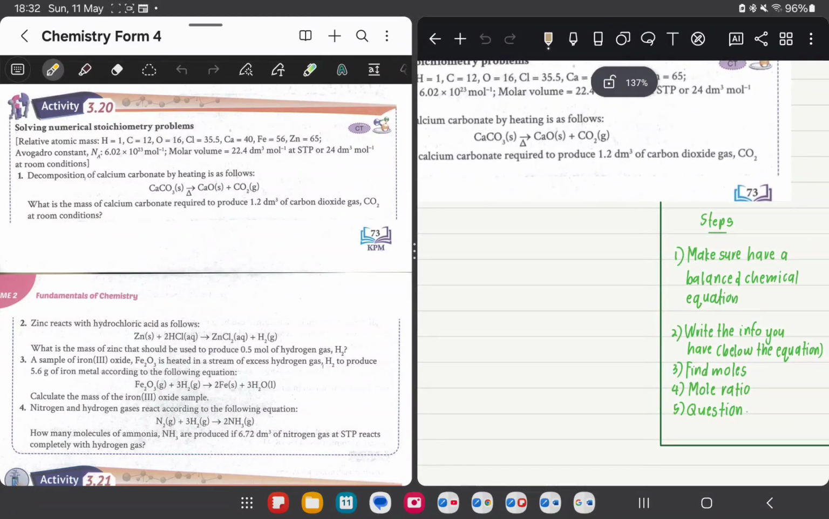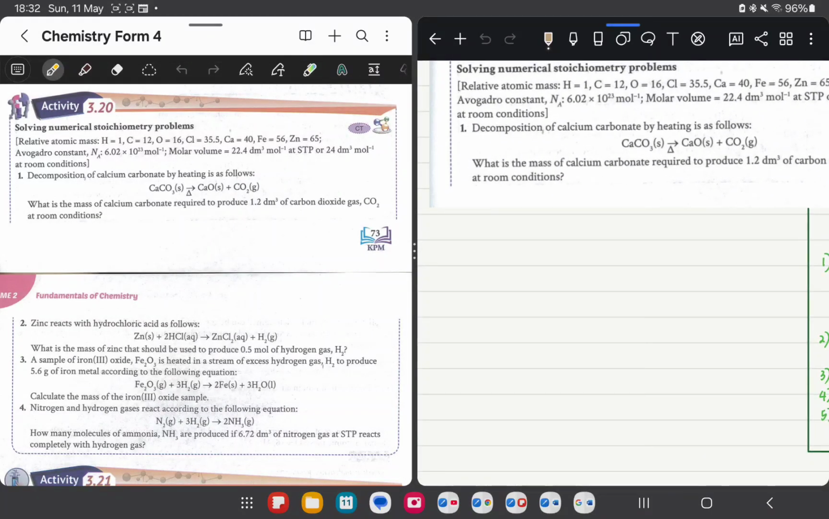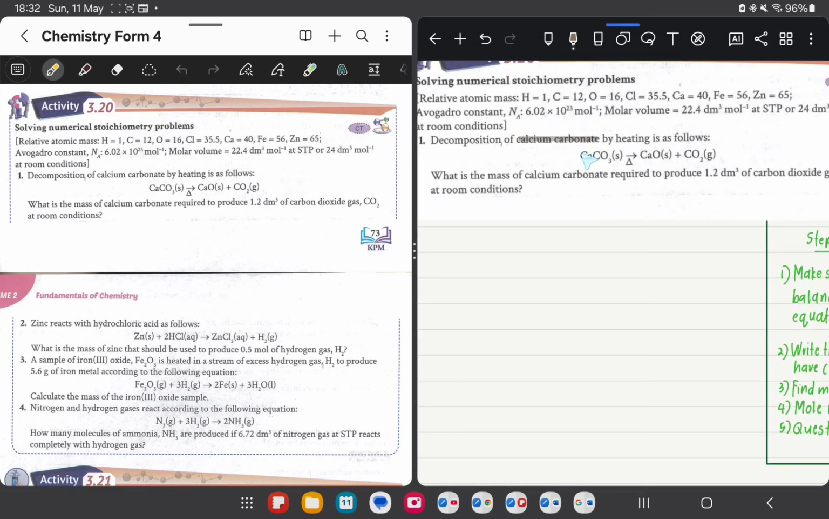Okay, so based on my steps, first thing first, I should read the question. So, decomposition of calcium carbonate by heating. Wait, I changed the highlighter color. Okay, calcium carbonate by heating is as follows: CaCO3 produces CaO plus CO2. So basically this triangle shape shows the heating process. So nothing to worry about that, it's just a process, and it's not related to your calculation. It's just to show that heating happens there.